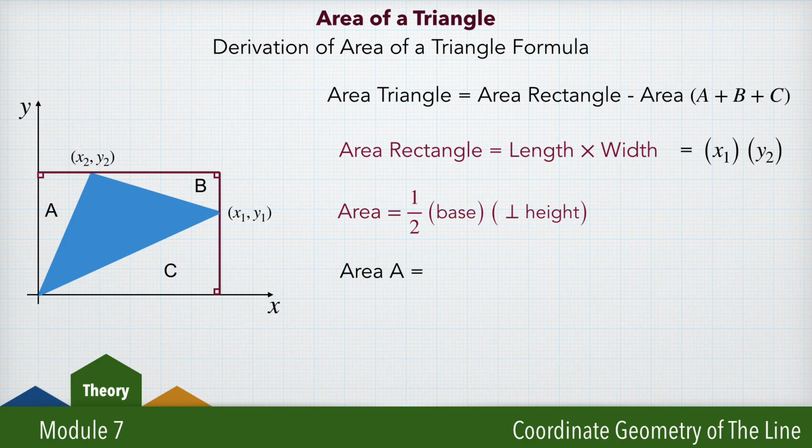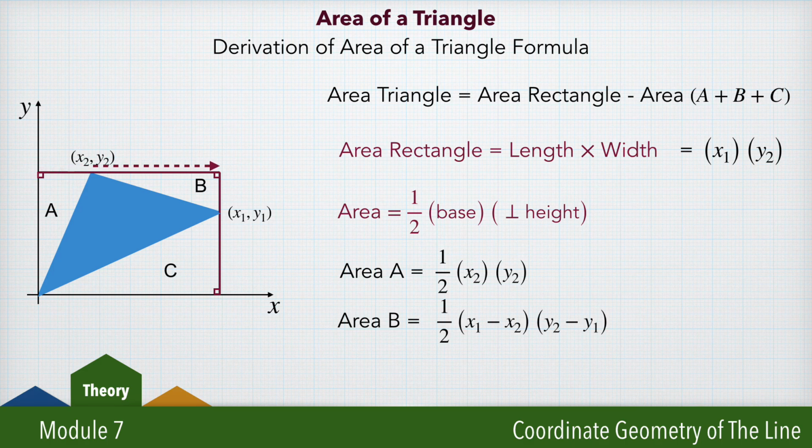In triangle A, the base length is the value of x2 and the perpendicular height is the value of y2. In triangle B, the base length is the value of x1 minus x2 and the perpendicular height is the value of y2 minus y1. In triangle C, the base is the value of x1 and the perpendicular height is the value of y1.